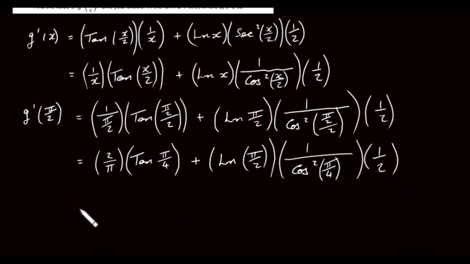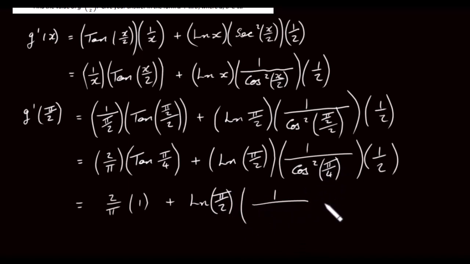Okay, so next line then, we've got 2 over pi times tan of pi over 4. The tan of 45 degrees is just 1. So there's just a 1 here if you like. Log pi over 2. Now out here, this should simplify, I think. Let's see, we've got cos squared pi over 4. Well, the cos of pi over 4, the cos of 45 degrees, is 1 over the square root of 2. And we've got to square it. And then out here we've got a half.